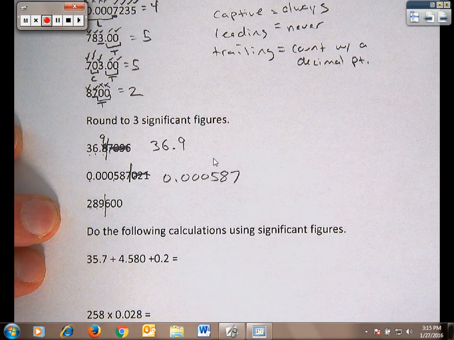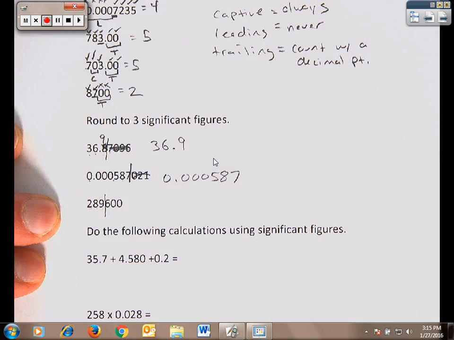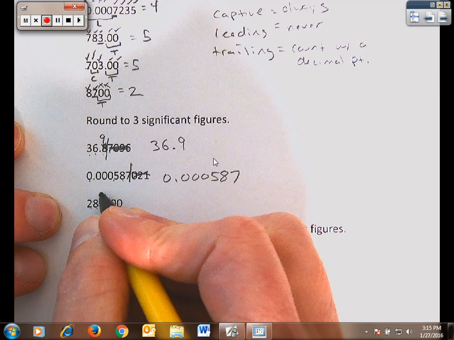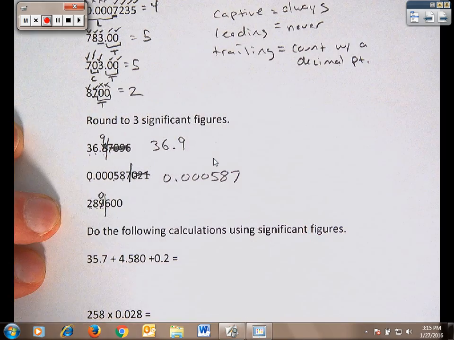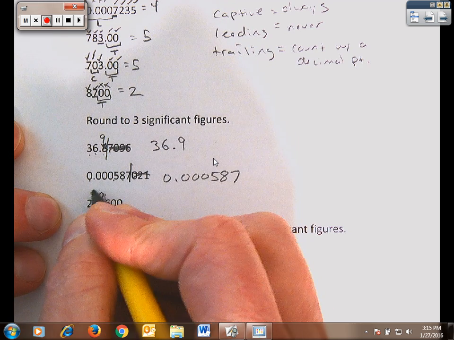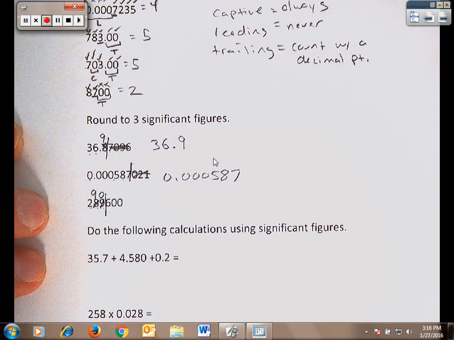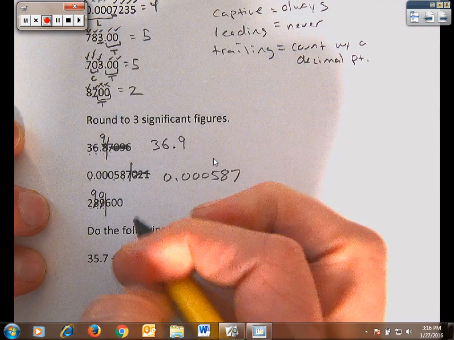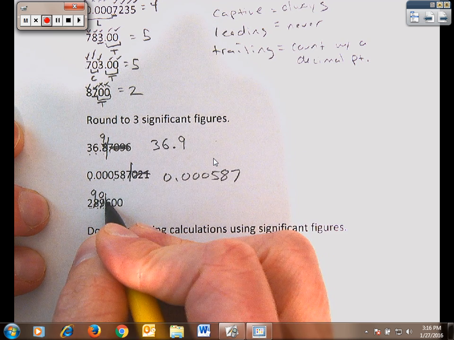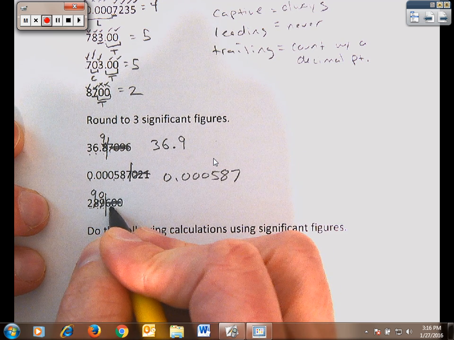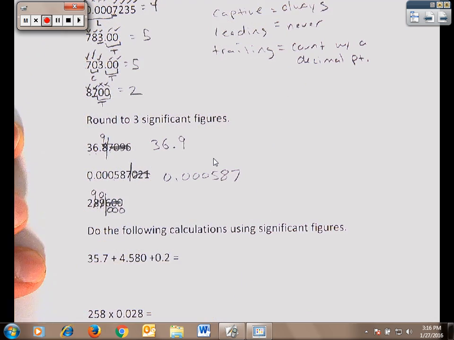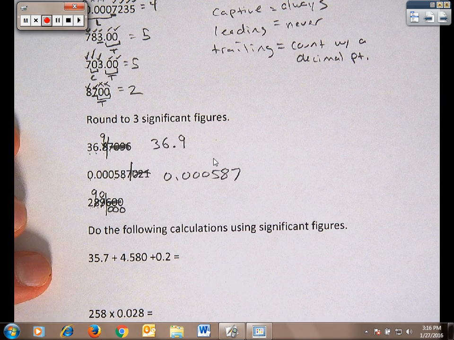The 9 is followed by a 6. It does not round up to 0, it rounds up to 10. So that changes to a 0. The 8 changes to a 9 because the 1 from the 10 carries over. This is all in front of a decimal point, so we don't just drop it. We replace them with insignificant zeros.